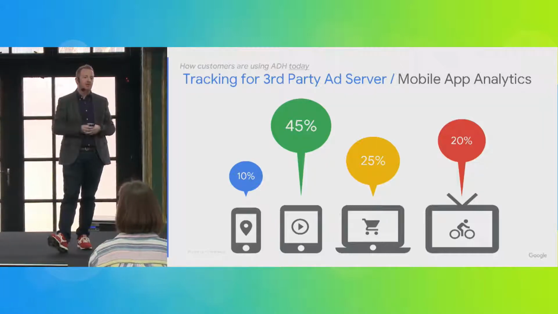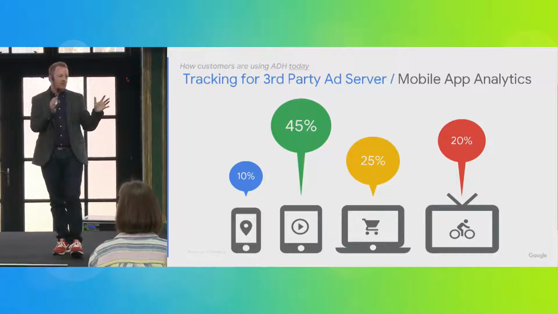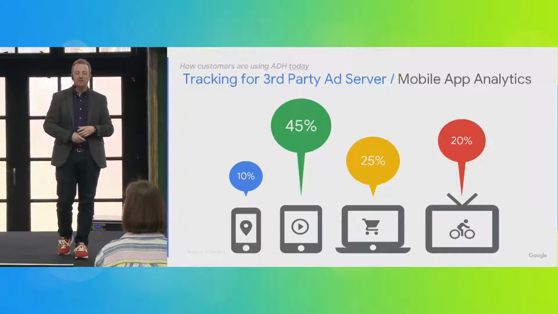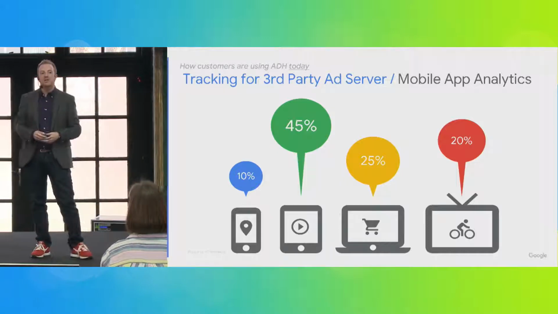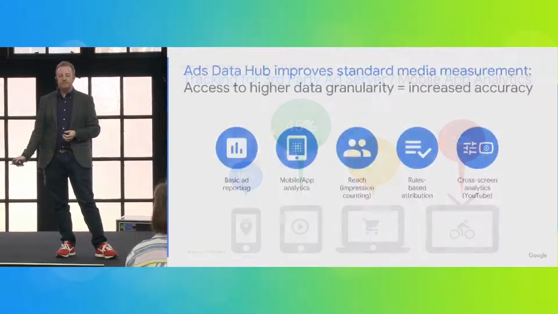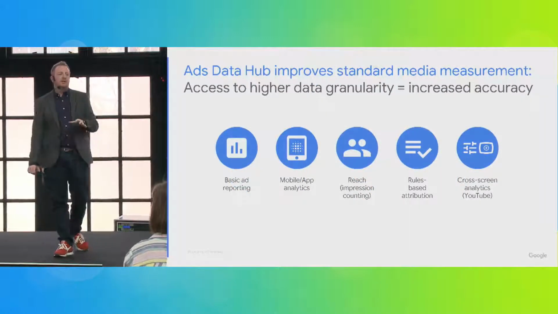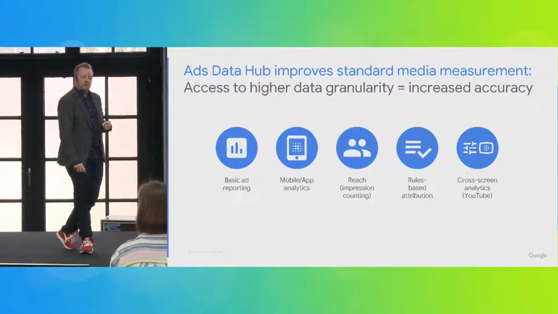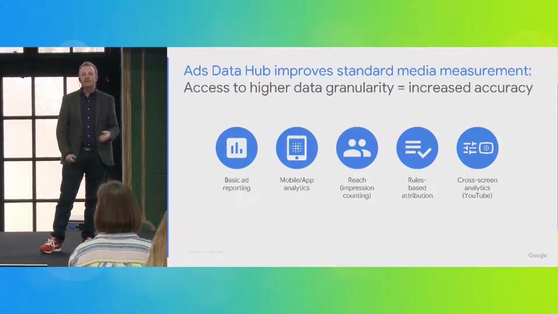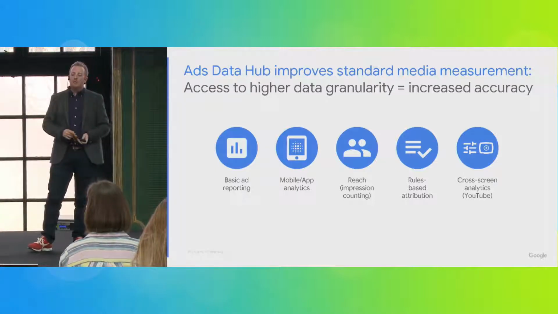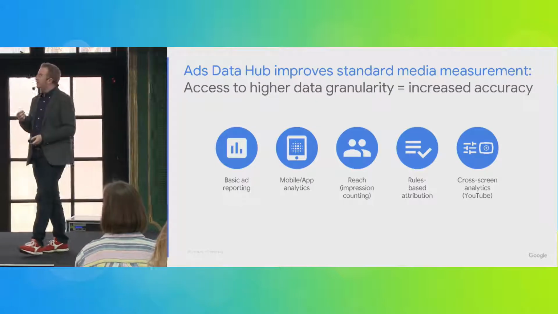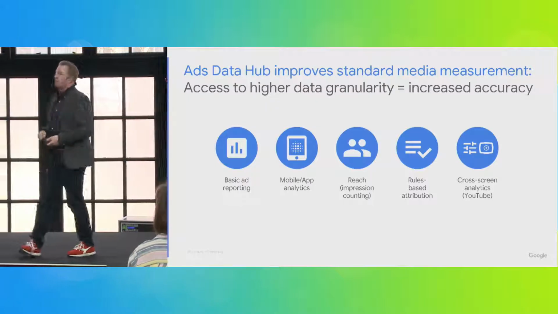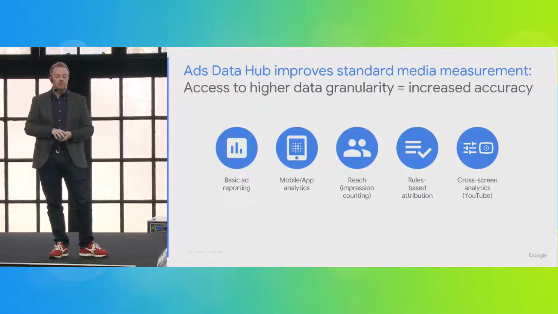Now we give the ability to measure both through desktop and through mobile, and also cross-screen, which we know, as I said, 1 in 4 users is moving between. So we're now giving you access to more Google data than we actually gave you access to before. So to summarize, people are really using Ads Data Hub for expanding their existing reporting, bringing in the rule-based attribution, and looking at cross-screen analytics as well on the YouTube side.